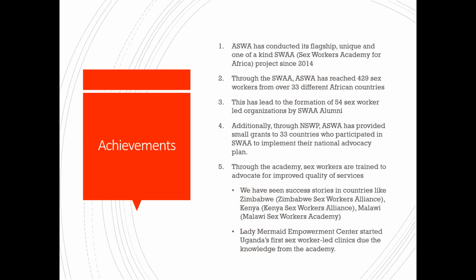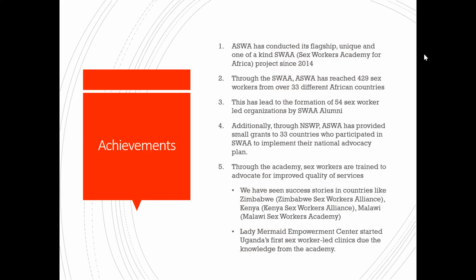So from the Sex Workers Academy Africa, ASWA has conducted its flagship, one-of-a-kind academy since 2014. Through this, ASWA has been able to reach 429 sex workers from 33 different African countries. This has led to the formation of 54 sex worker-led organizations by the SWA alumni. Additionally, the NSWP, the Network for Sex Workers Project, and ASWA have provided grants to the sex worker leaders who participated in the academy.